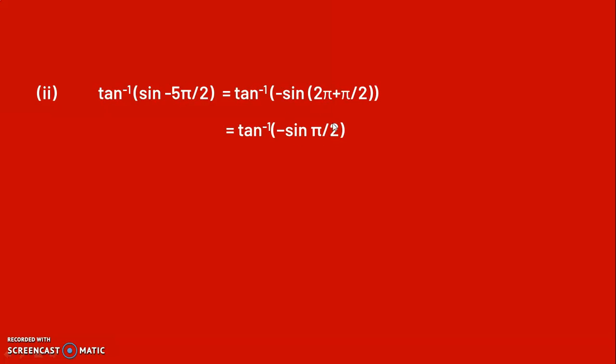So what is the value of sine pi by 2? We already know from the previous part that sine pi by 2 is 1. So we can write this as tan inverse of minus sine pi by 2, and sine pi by 2 is 1. So tan inverse of minus 1.